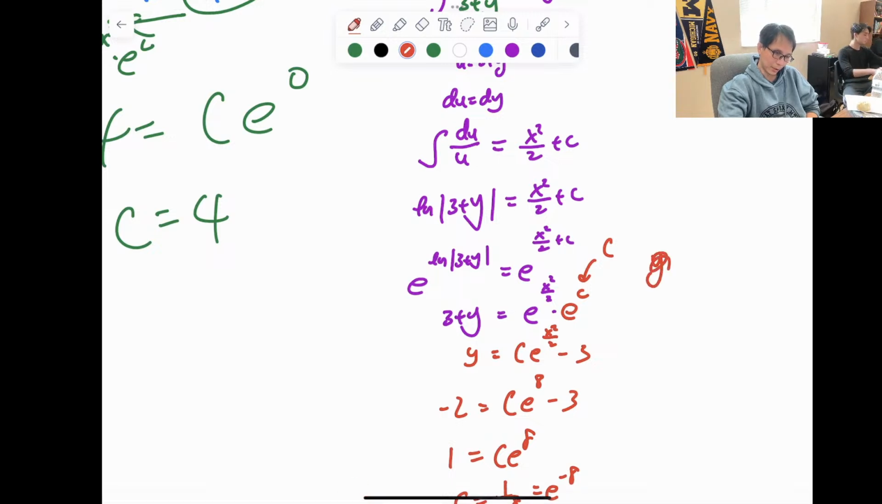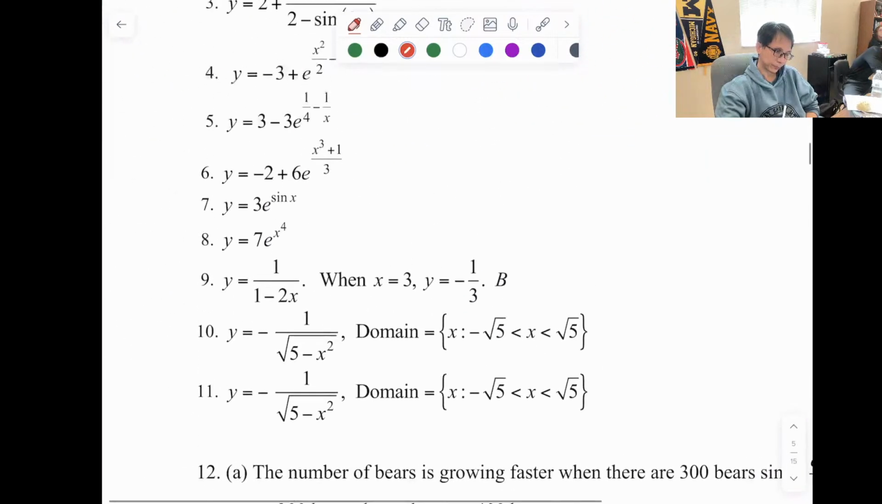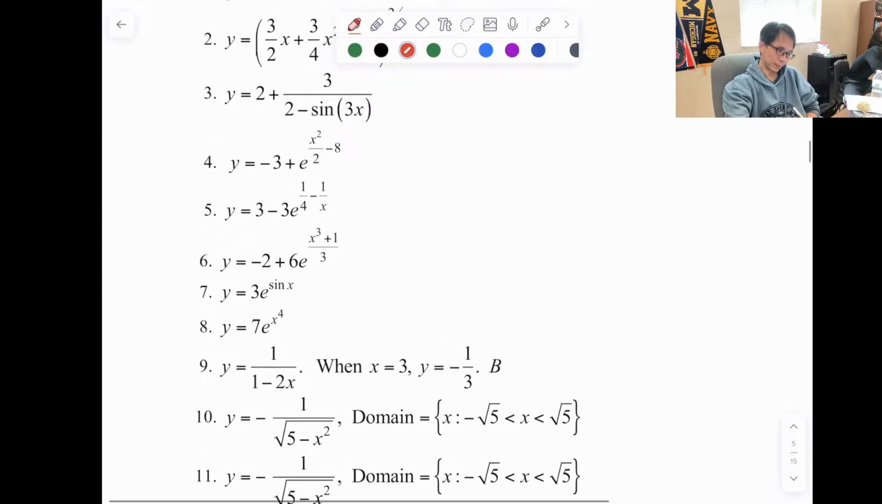So then y, I meant to say y equals e to the x squared over 2 minus 8. Why minus 8? Because e to the -8 multiplies, minus 3. And that should be your final answer. And we check our answer. We got it, pretty good job.